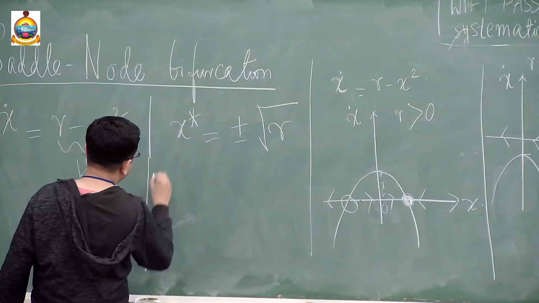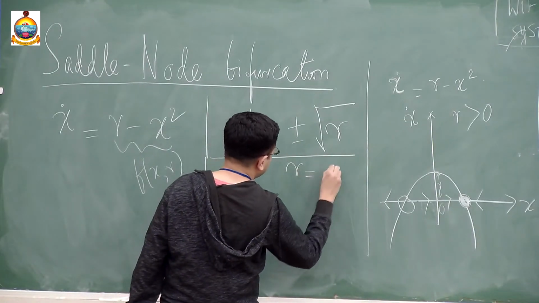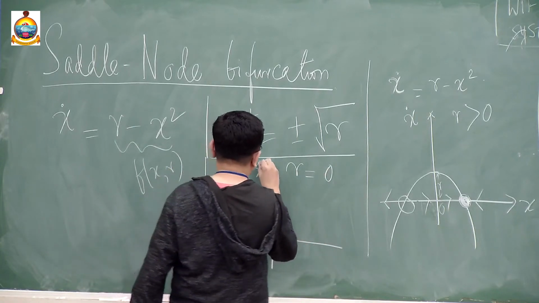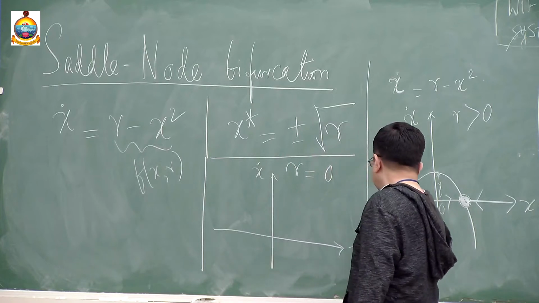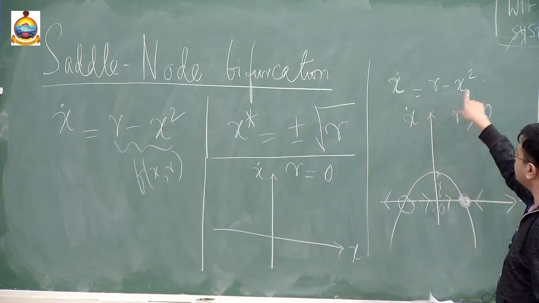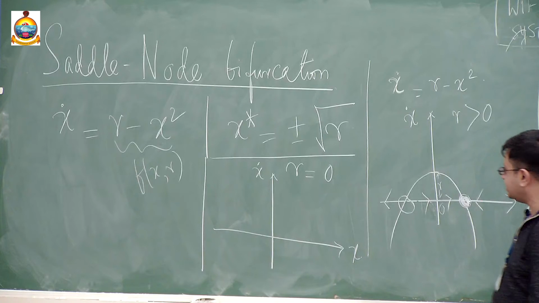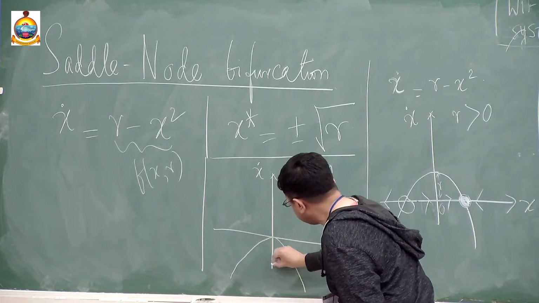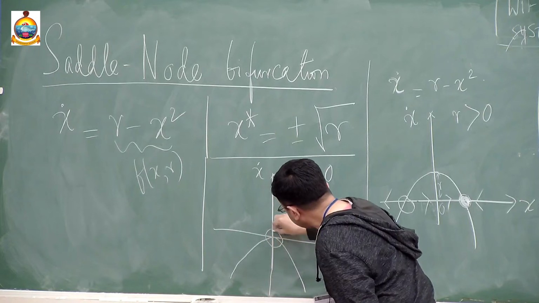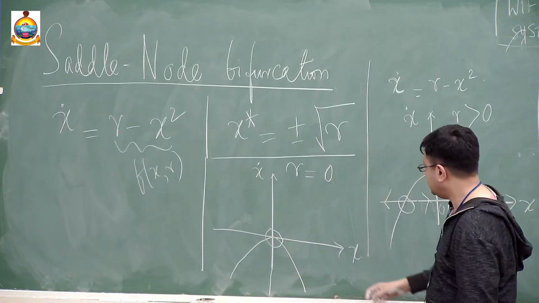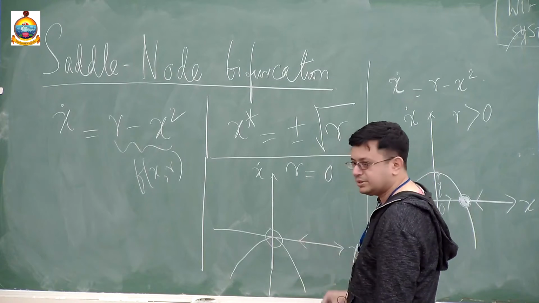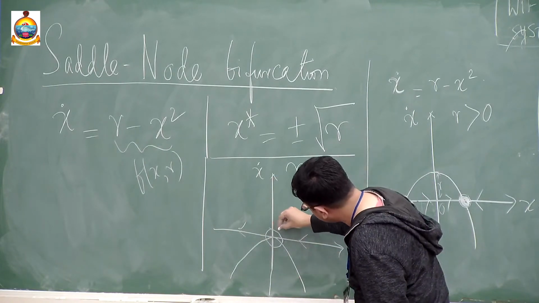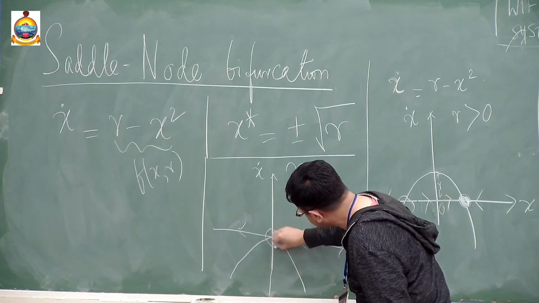And what happens when r is precisely equal to 0? Then I have x dot equal to minus x square, which is just an inverted parabola passing through the origin, and I have a fixed point here. Here it is going this way and there it is going that way. So now I have a half stable fixed point.